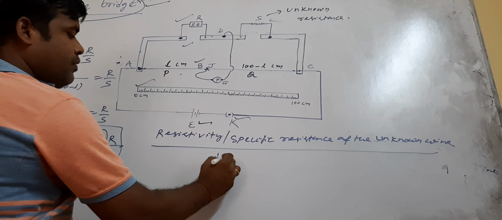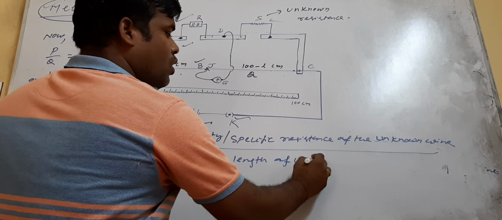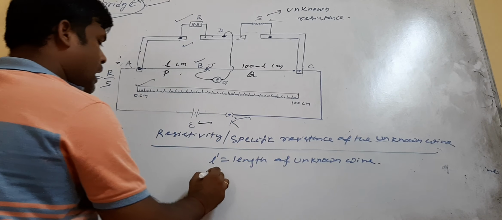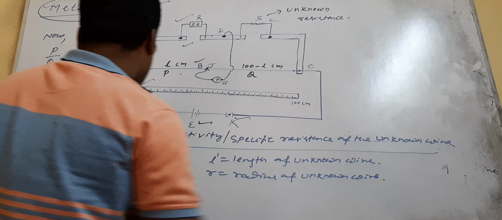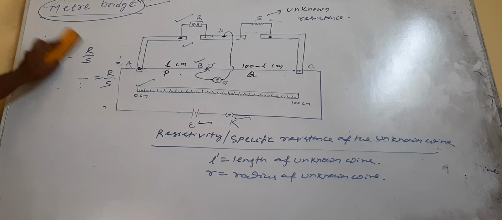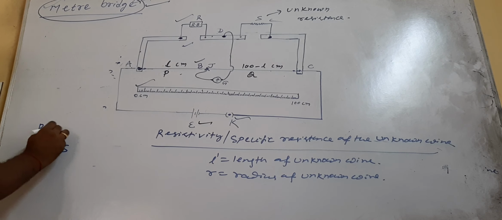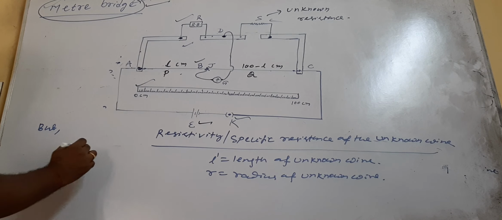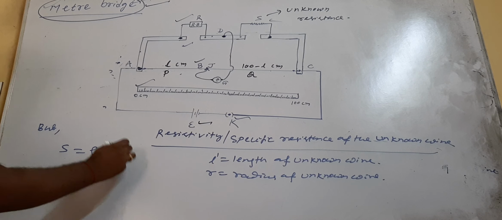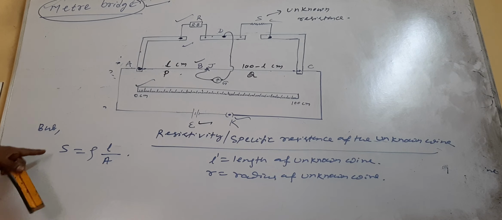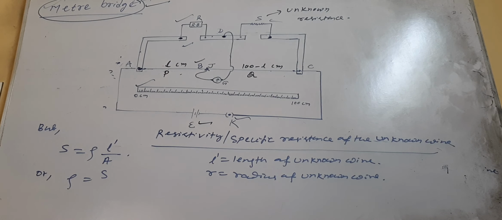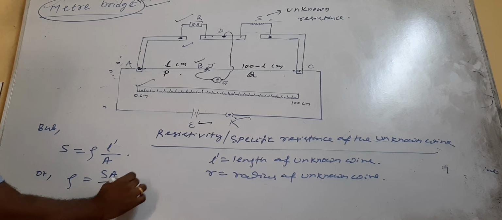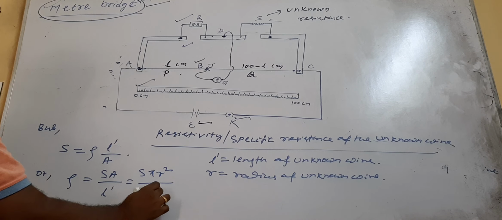You take L dash, the length of the unknown wire, and you take r equal to the radius of the unknown wire, and you know the formula for resistance: R is equal to rho L by A. Here we have taken S as the resistance of the unknown wire, so S is equal to rho L dash by A, or rho is equal to S A by L dash, where area of cross section is pi r square, so rho is equal to S pi r square by L dash.